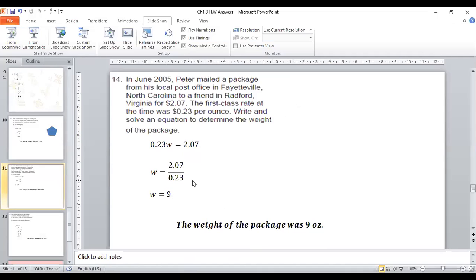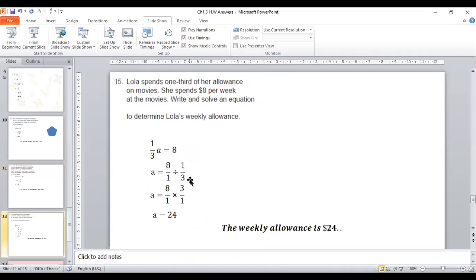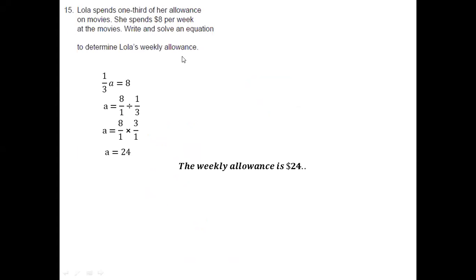So you have learned two things here. You have learned how to solve the equation as well as to divide by decimals. Okay, the next question. Lola spends one third of her allowance on movies. She spends $8 per week at the movies. Write and solve an equation to determine Lola's weekly allowance.